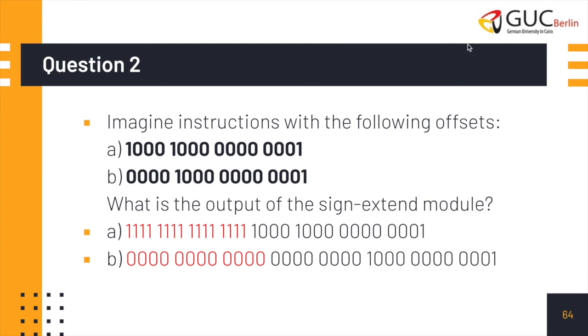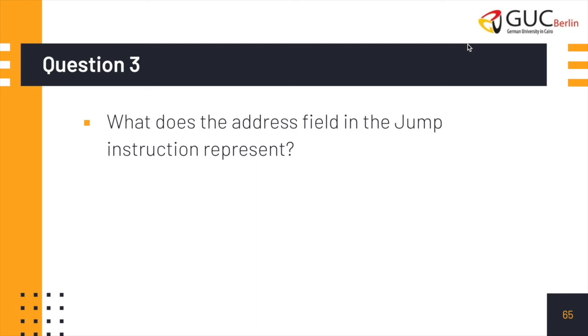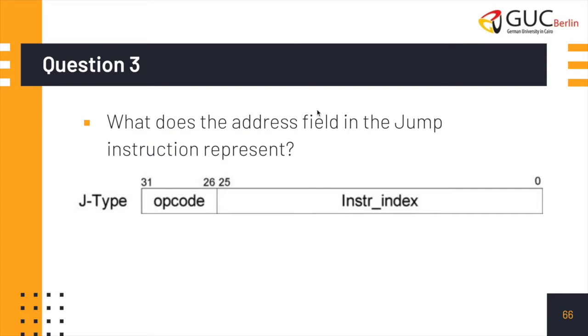So now let's move on to the next question, question 3. What does the address field in the jump instruction represent? If you recall, the jump instruction belongs to the J format. And if you remember the J format, we have two fields only.